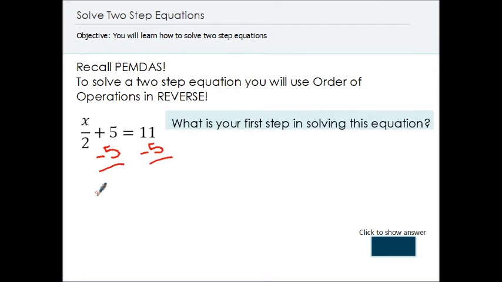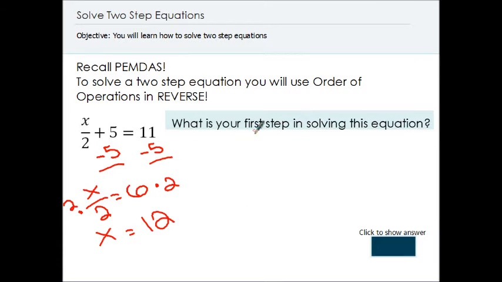And now I'm left with x over 2 equals 11 minus 5, which is 6. Now I'm left with x over 2 equals 6. This means division, so the opposite of division is multiplication. Now I'm left with x just on this side equals 6 times 2, which is 12.